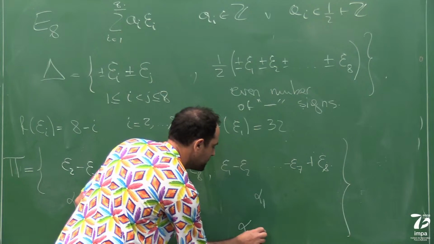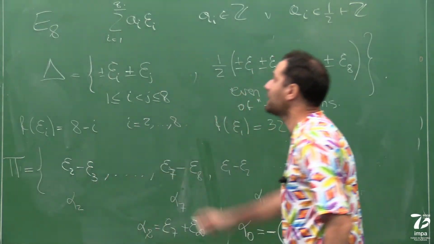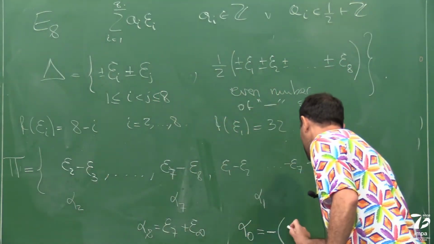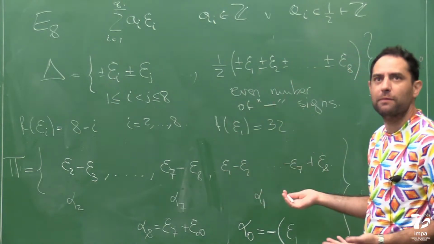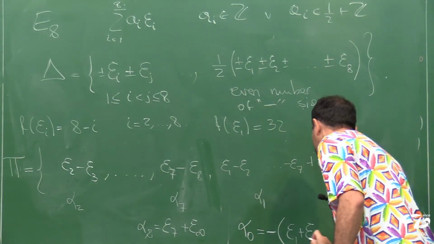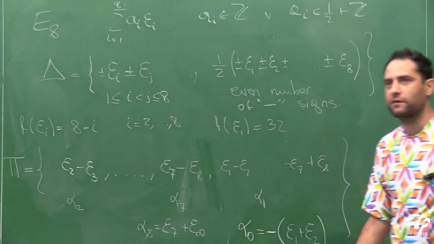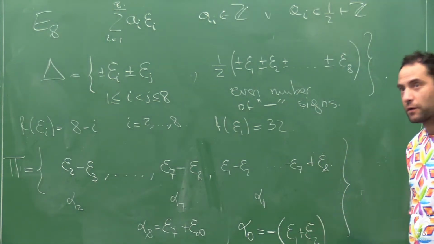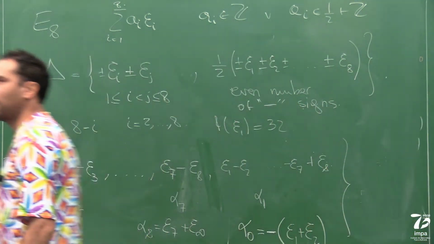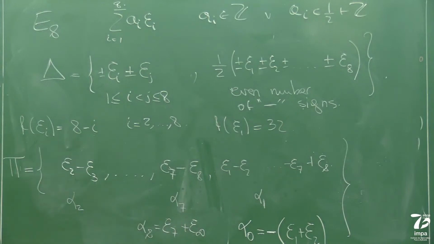Alpha 0 is going to be minus theta, and theta has to have a plus epsilon 1. And then the other one, it doesn't really matter which of the order, but it has to be epsilon 2, which is the largest one. The f takes the largest value. So this is my alpha 0. All right, so I'm not going to write the Cartan matrix. Let's do the Dynkin diagram. Well, let's do them all here.